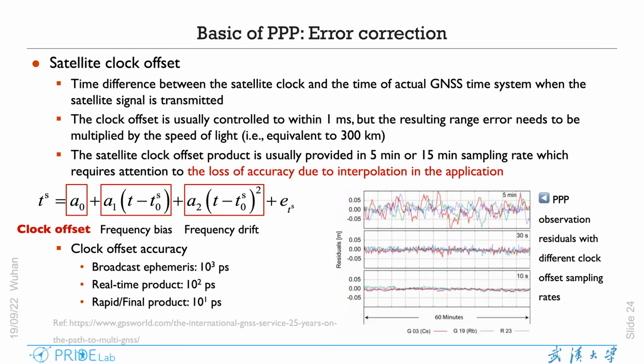So usually the satellite clock product has a sampling rate of 5 minutes, 30 seconds, or even 15 minutes. So then we have to interpolate these clock offsets to provide, for example, for high rate positioning. And then this interpolation can cause some noises in your processing. For example, with 5 minutes clock, if you interpolate for high rate data processing, you can see the error for the carrier phase residuals are increased to a large extent.